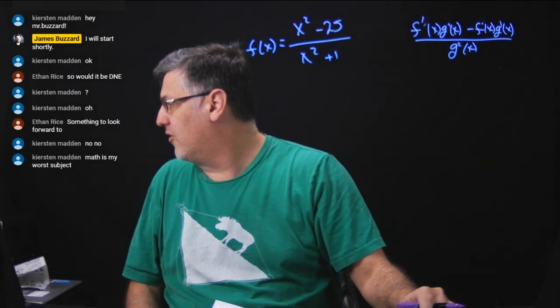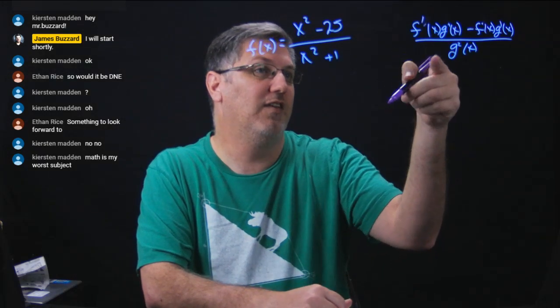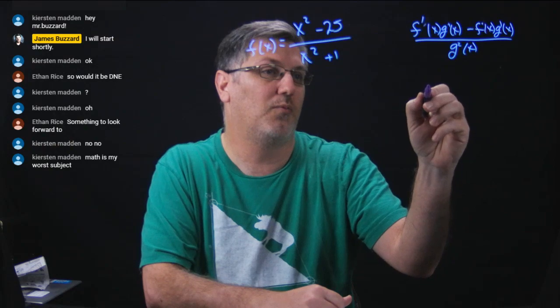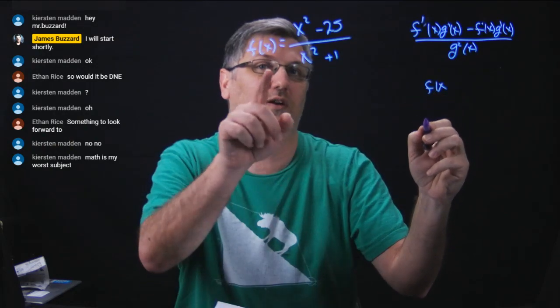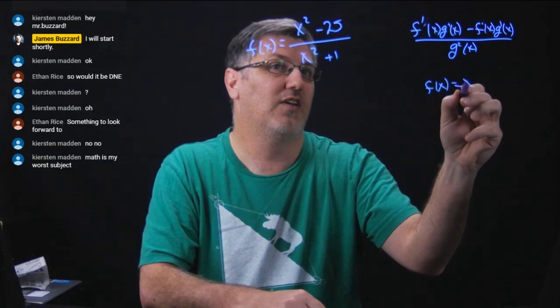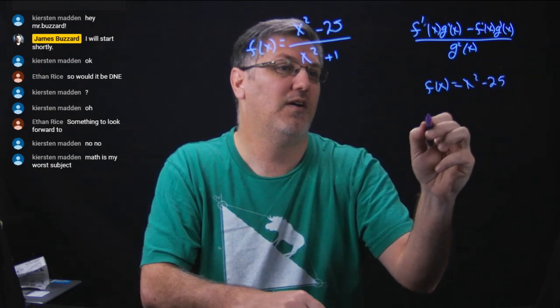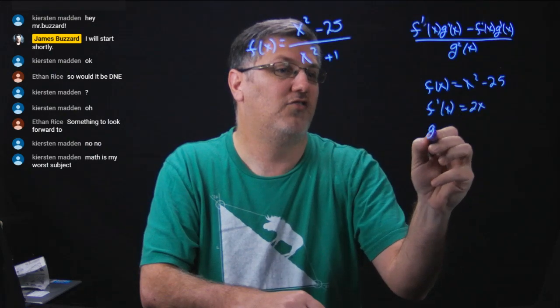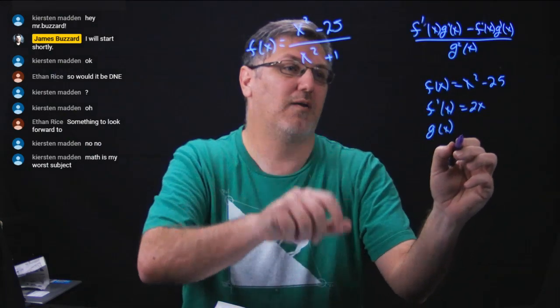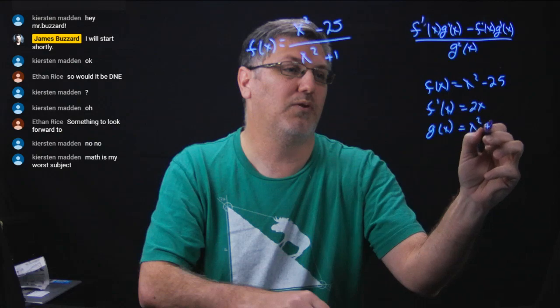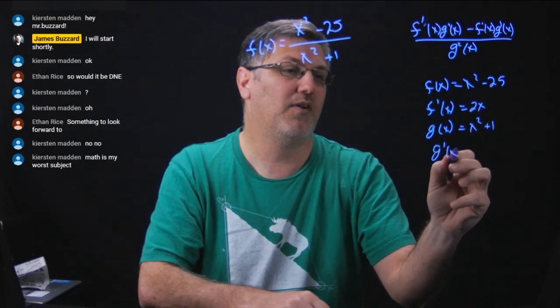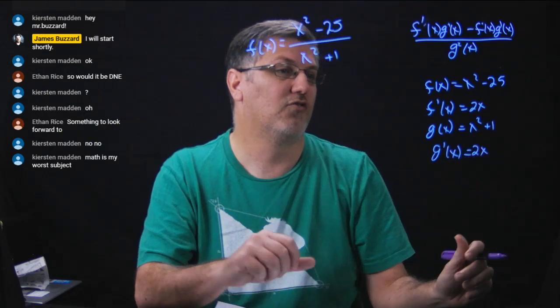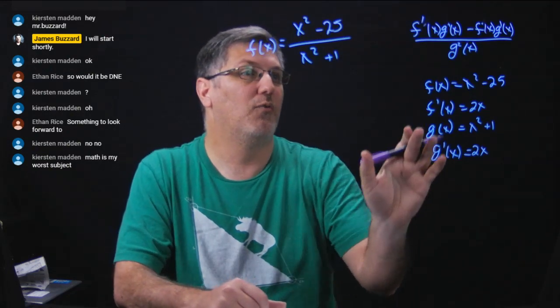Okay, so easy enough. My f of x for this formula is my top formula. So I want to say my f of x, don't be confused with this f of x, is x squared minus 25. F prime of x equals 2x. My g of x is the bottom here, which is x squared plus 1. So my g prime of x is 2x. Those are easy enough derivatives to do. Now we just plug it into our formula.